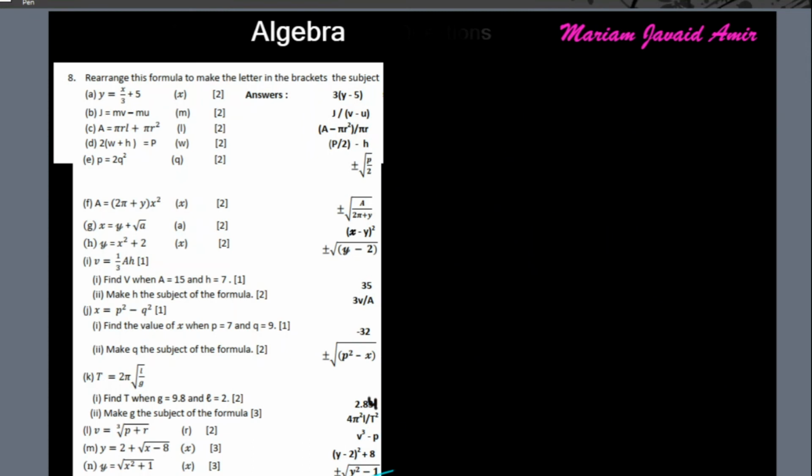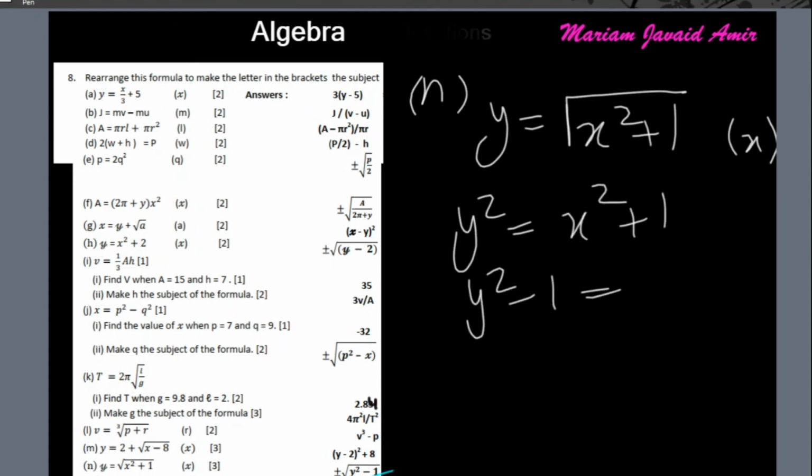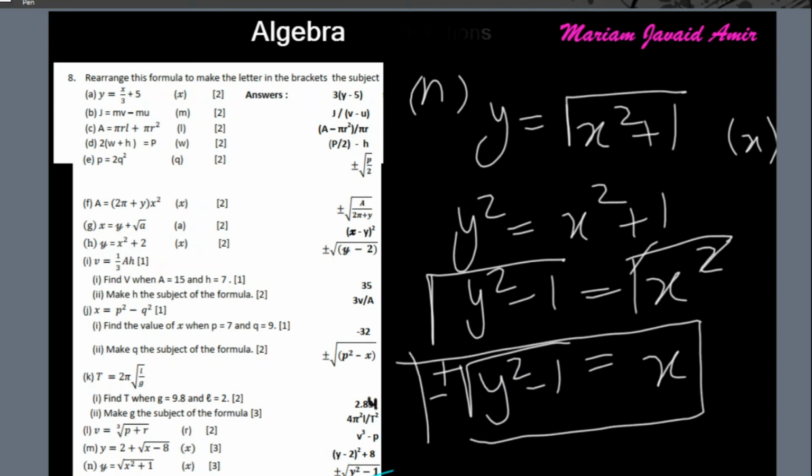Part N is y equals under root x square plus 1, and we need to make x the subject. Take square on both sides, we get this. Then take 1 to the other side, we get this. Then take under root to get rid of the square here, and we get x equals plus minus under root y square minus 1. Remember the plus minus, otherwise you'll lose 1 mark for this question.